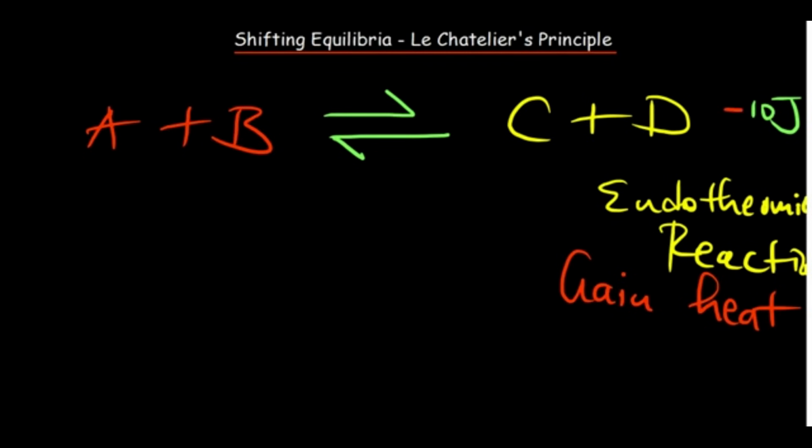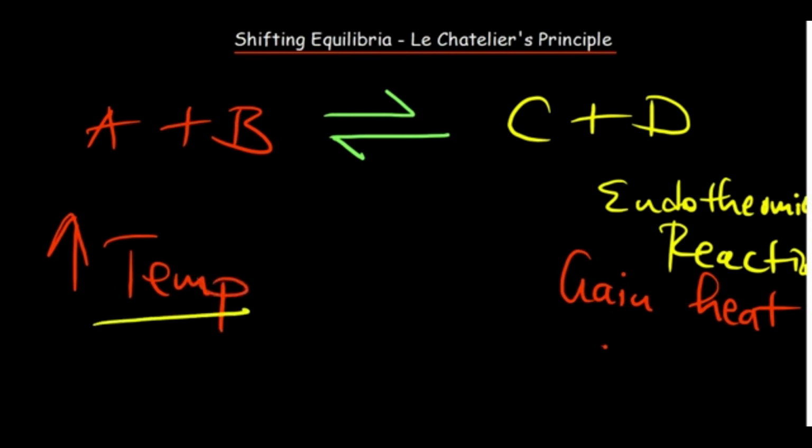So the sign tells you whether it's exothermic or endothermic. Of course, it may be in kilojoules. Okay. Now, what happens if we decide to increase the temperature of the reaction that is at chemical equilibrium? We decide to increase the temperature, and this is an endothermic reaction.